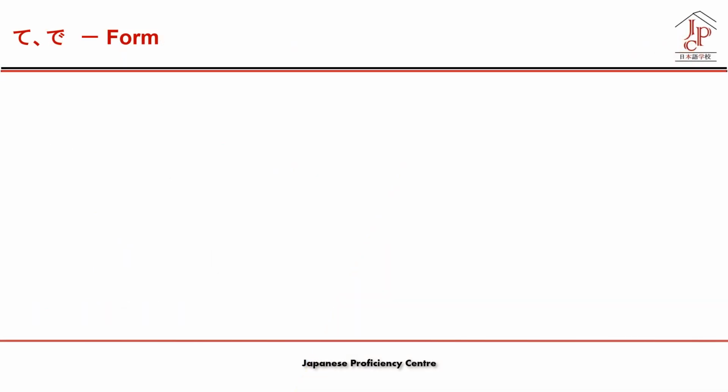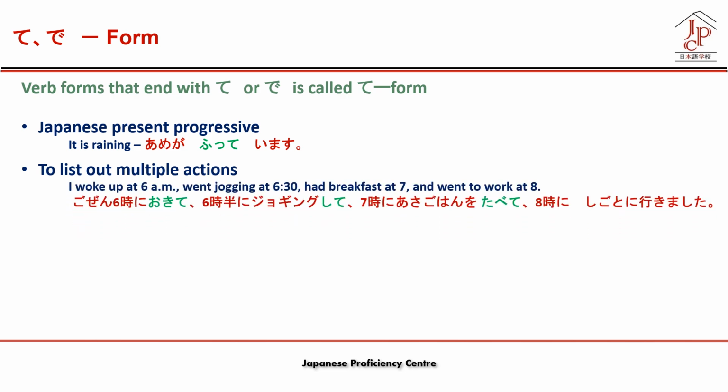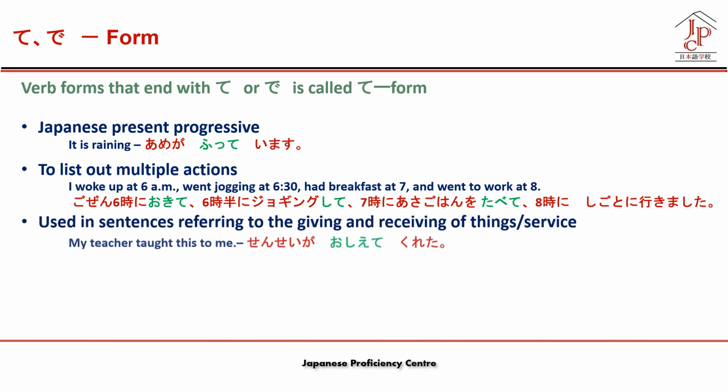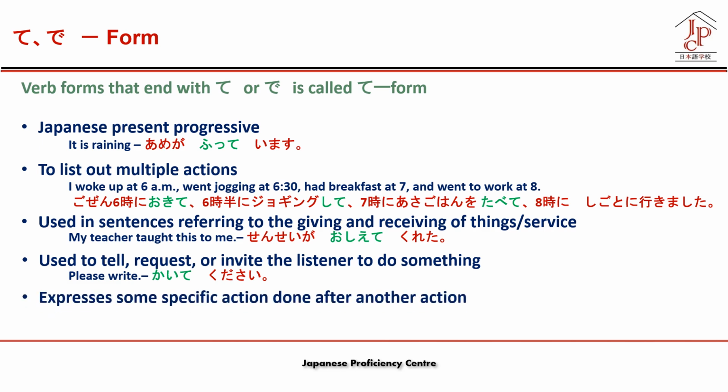In today's lesson, we will be learning the te form of the verbs. There are multiple places where this particular form of the verb is used. Say, for example, whenever we use present progressive form, or when we list out successive actions in their order of occurrence, or when we refer to the action of giving and receiving, or when we request the other person to do something, or when an action has to be done after another action, etc.